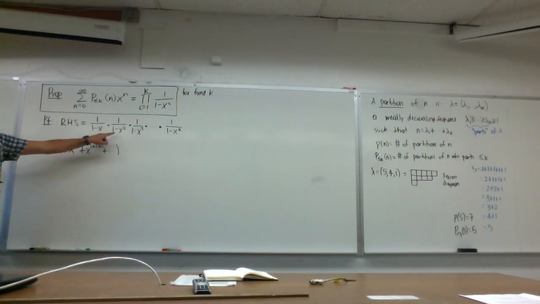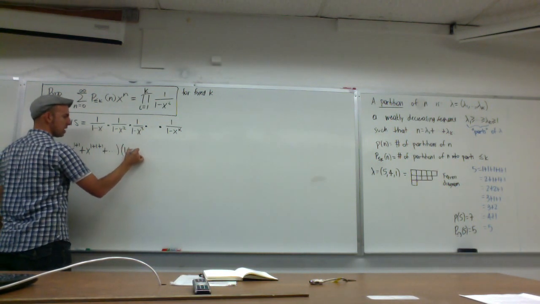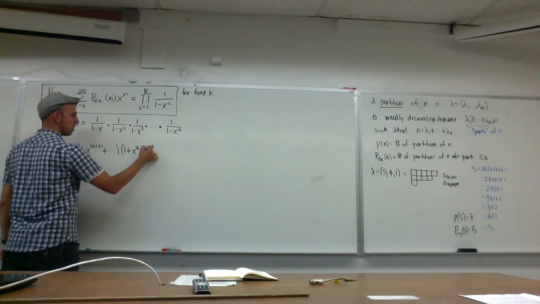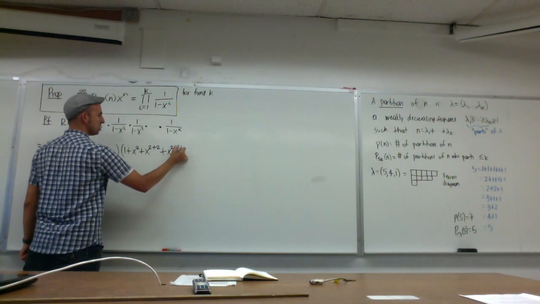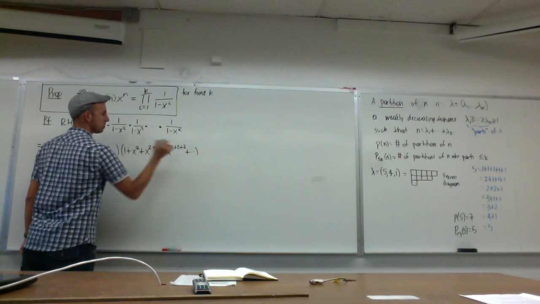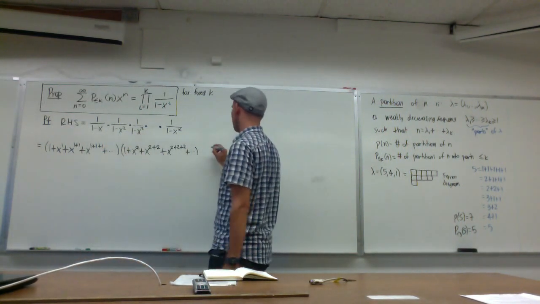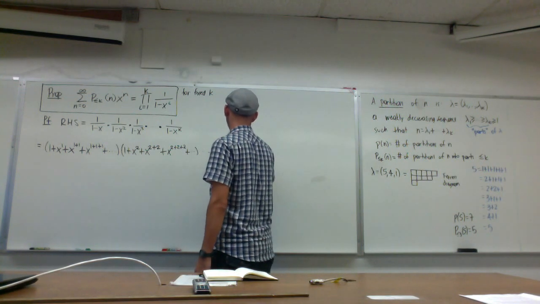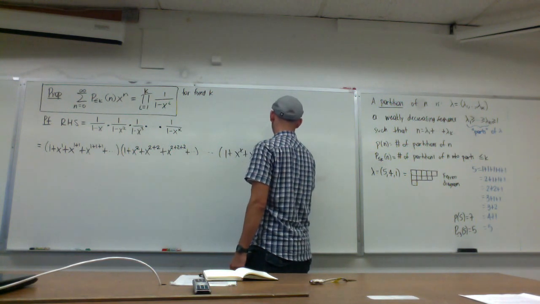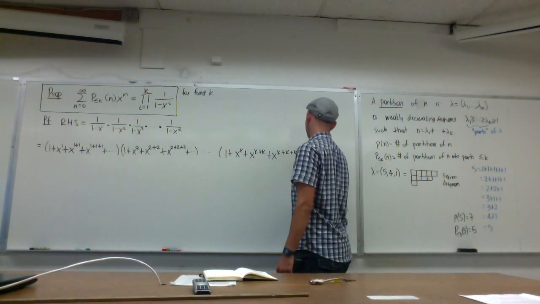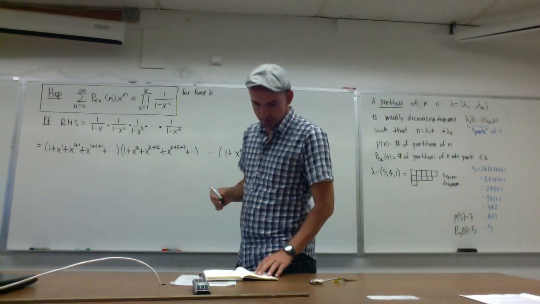Okay? Now, this one, 1 over 1 minus x squared, is 1 plus x squared plus x to the 4th, which I'm going to write as 2 plus 2, plus x to the 6th, which I'm going to write as 2 plus 2 plus 2, etc. And so on. 1 plus x to the k plus x to the k plus k plus x to the k plus k plus k, etc.